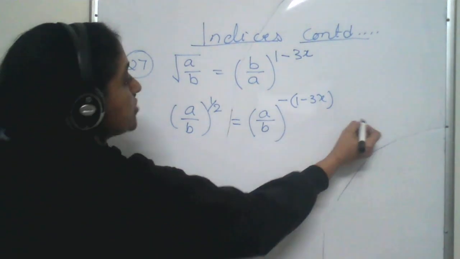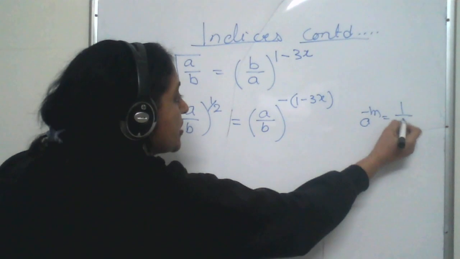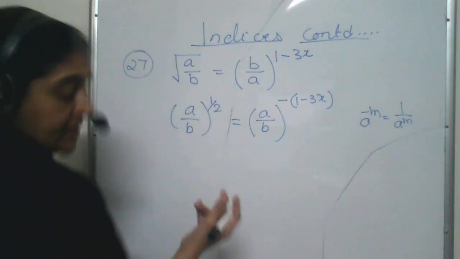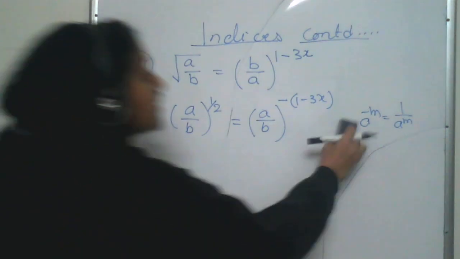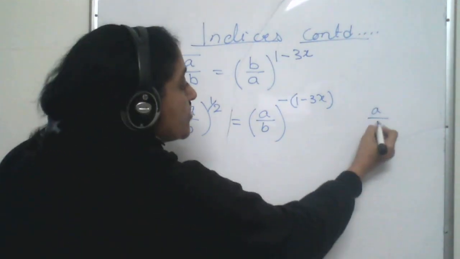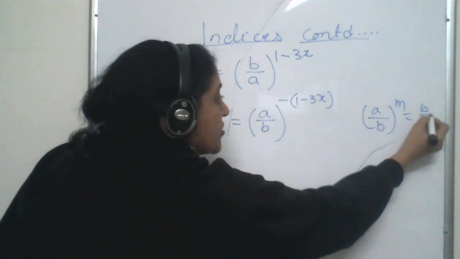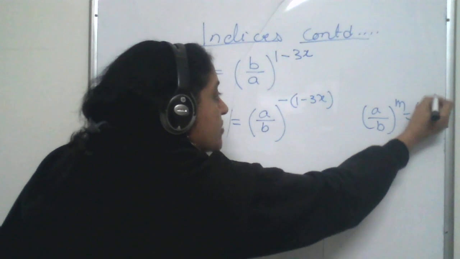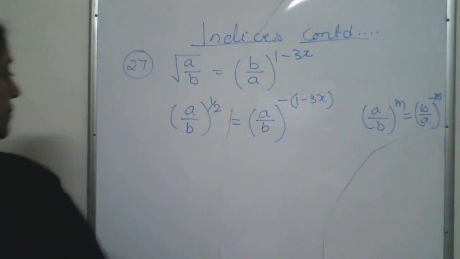Okay, so what did I use here? a to the power minus m is equal to 1 upon a to the power m, or you can write it in the form of fraction also, that is also a form. So we had a upon b to the power m is equal to, if you make b upon a, it becomes to the power minus m. This is the reason.